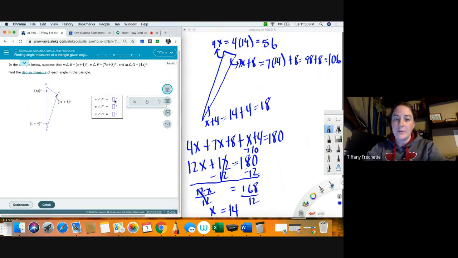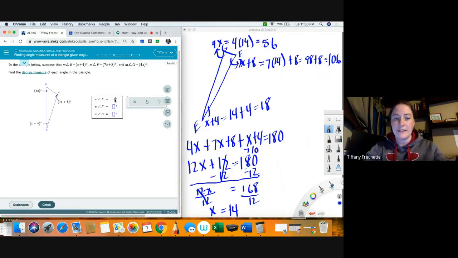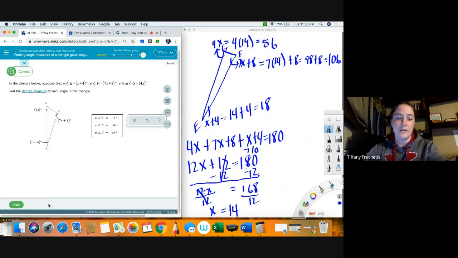So now we just come over here and we go E. And sorry, I didn't label this. This is G. This is F. And this is E. So E was that last one we did, which is 18. F is the long one going off to the side here, 106. And G was the very first one we figured out, which was 56. So check, and we're good.